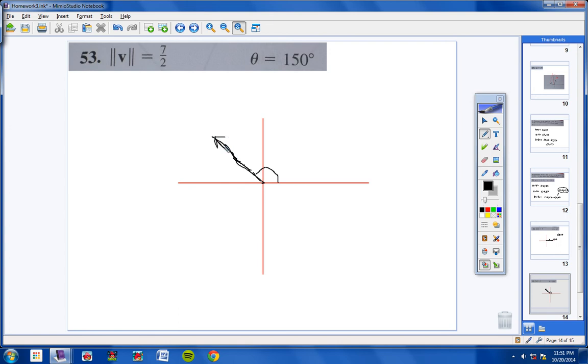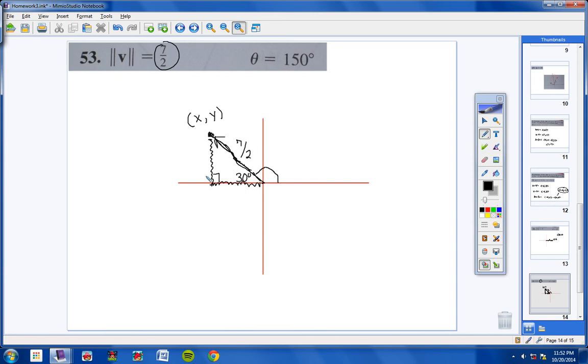And that vector has a length of 7/2. So we want to find this ordered pair right here so that we can write it in component form. To find this ordered pair, it is over x and up y. We know it's over so far and we know it's up so far. Well, guys, we have a right triangle, and within that right triangle we have 30 degrees right here. So we can very easily find these missing sides quickly. It wouldn't be difficult at all.